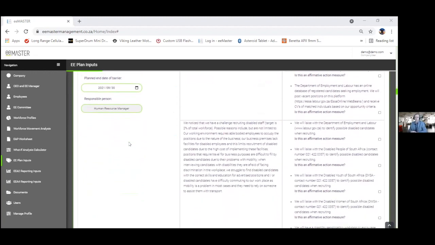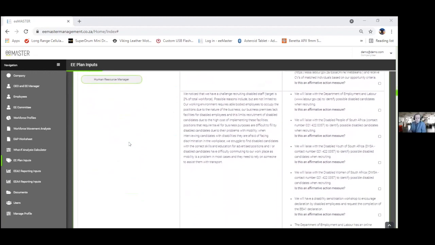In other words, under, let's assume, recruitment, you go through your policies, you verify, and you realize: we noticed that we have a challenge recruiting disabled staff. The target is 2% of your total workforce. Possible reasons include, but are not limited to: our working environment requires able-bodied employees to occupy the positions due to the nature of the business. Our business premises lack facilities.